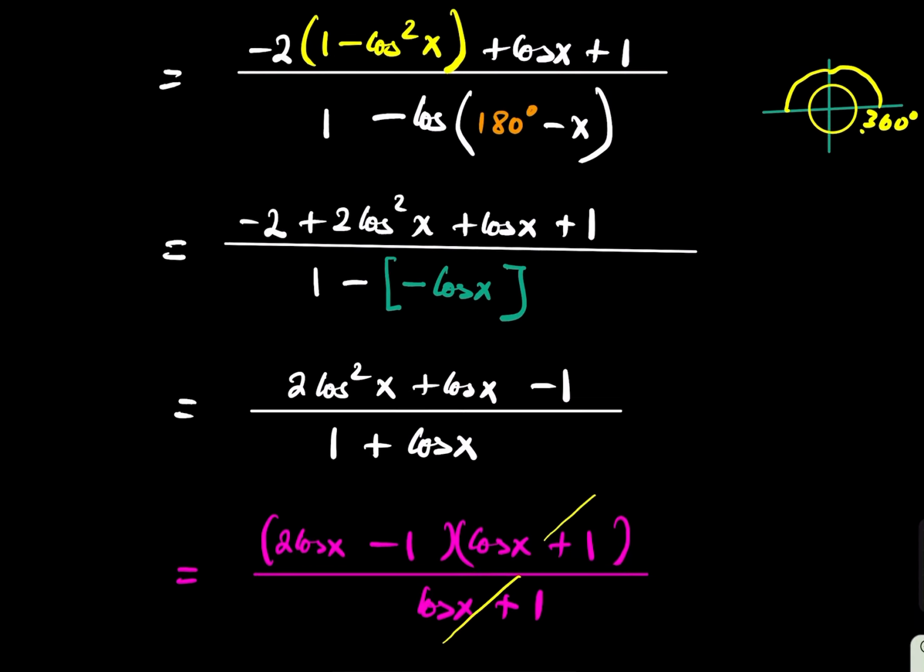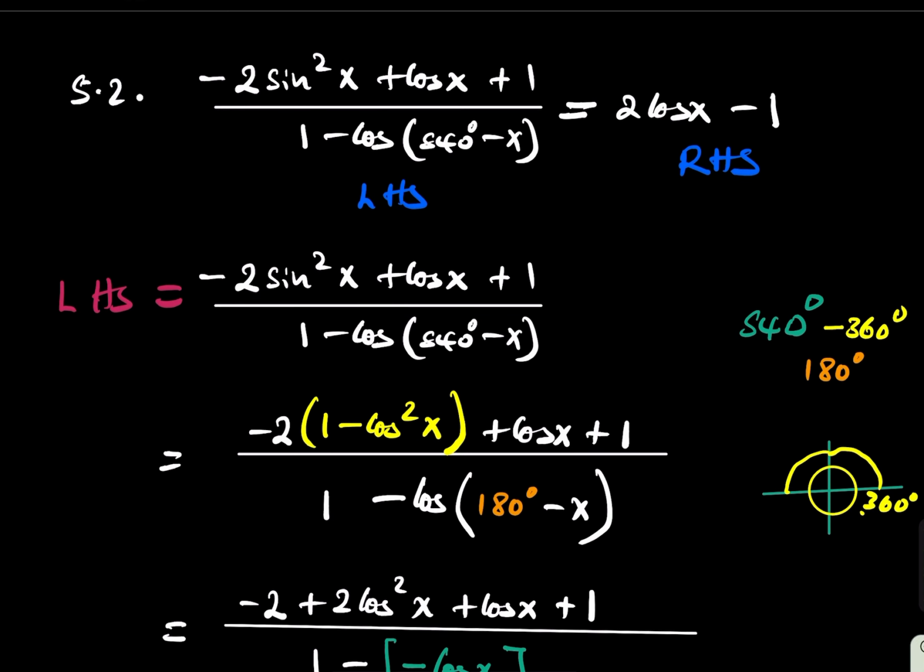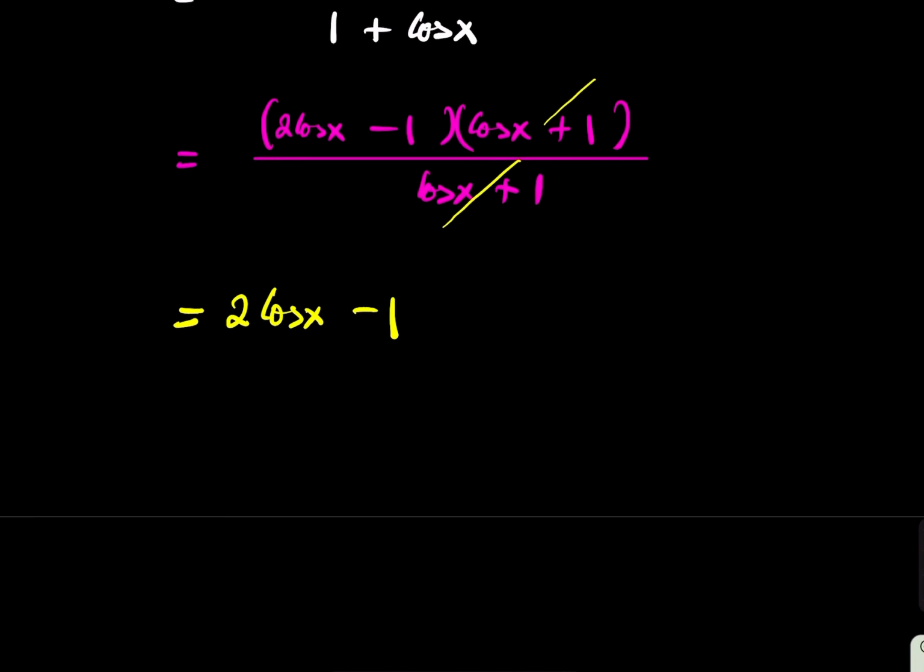Now, when you are here, you need to check what you are proving. So you are proving that you are going to arrive at twice cos x minus 1, and that's where you have arrived, and that side was the right one. So you must write which is the right hand side, and then you are going to get full marks for doing that.